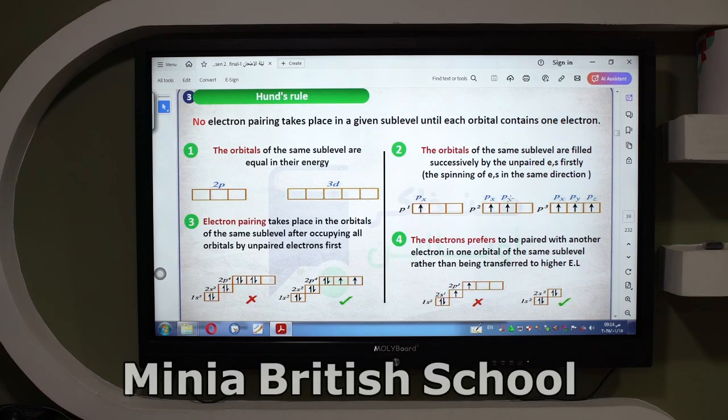3. Hund's rule. No electron pairing takes place in a given sublevel until each orbital contains one electron. So in p block elements, in the p sublevel, we have 3 orbitals. We can fill 1, 2, 3, and then we return to fill another electron in the orbitals in this way, the second and the third. So the total number of electrons in p will finally equal 6 electrons.